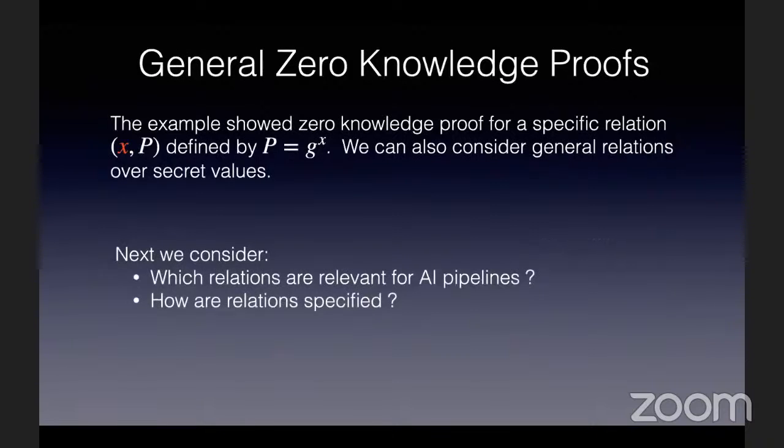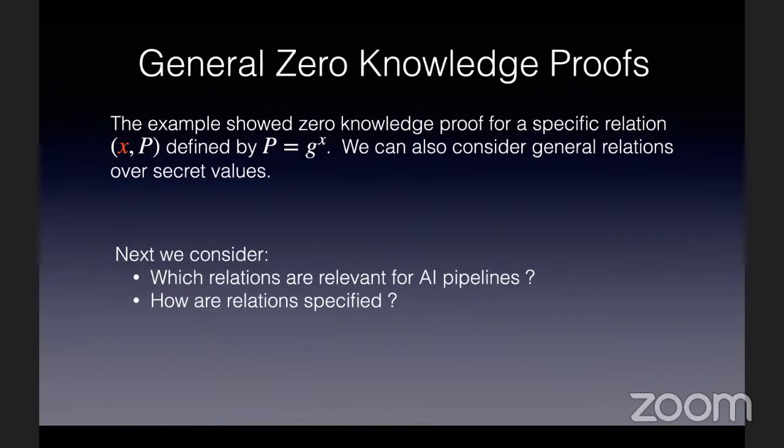Okay, so this example showed a zero knowledge proof for a very specific relation which is defined by this discrete log property, right? So essentially, this is a proof for the relation x comma p, which is defined by p equal to g to power x. But we did not restrict ourselves to these special relations. This was more for illustration.